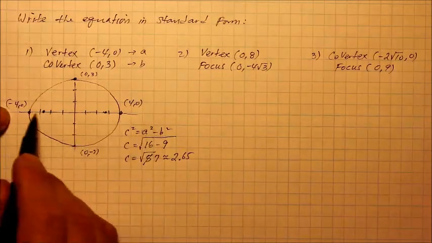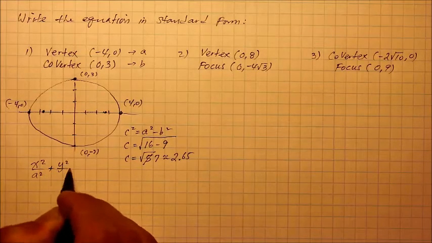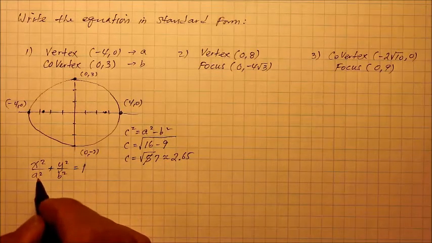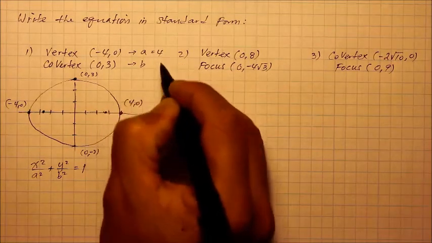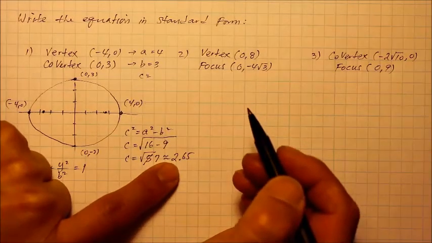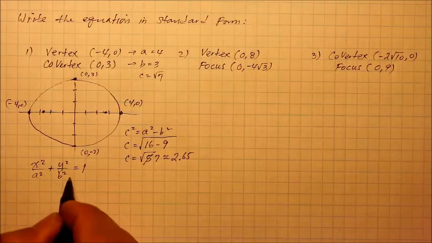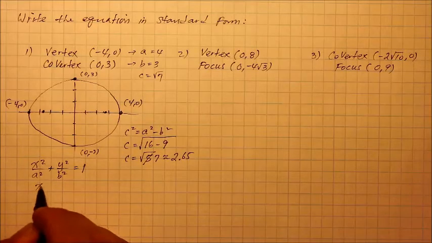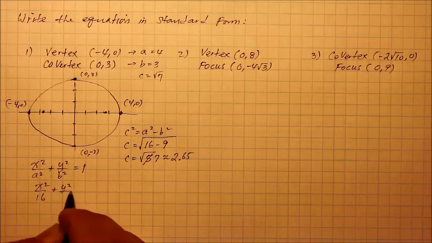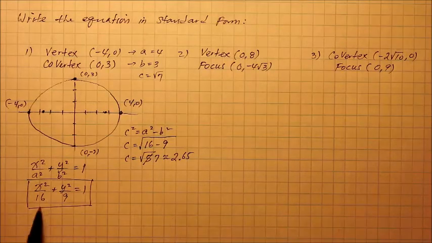Since it's a horizontal major axis, we write the standard form of x squared over a squared plus y squared over b squared is equal to 1. Once again, a is 4 and b is 3, and c, we almost made a mistake, is the square root of 7. We don't need c for our equation, but we could write x squared over 4 squared, or simply 16, plus y squared over 3 squared, which is 9, equals 1. And that is the standard form, an evaluated form.